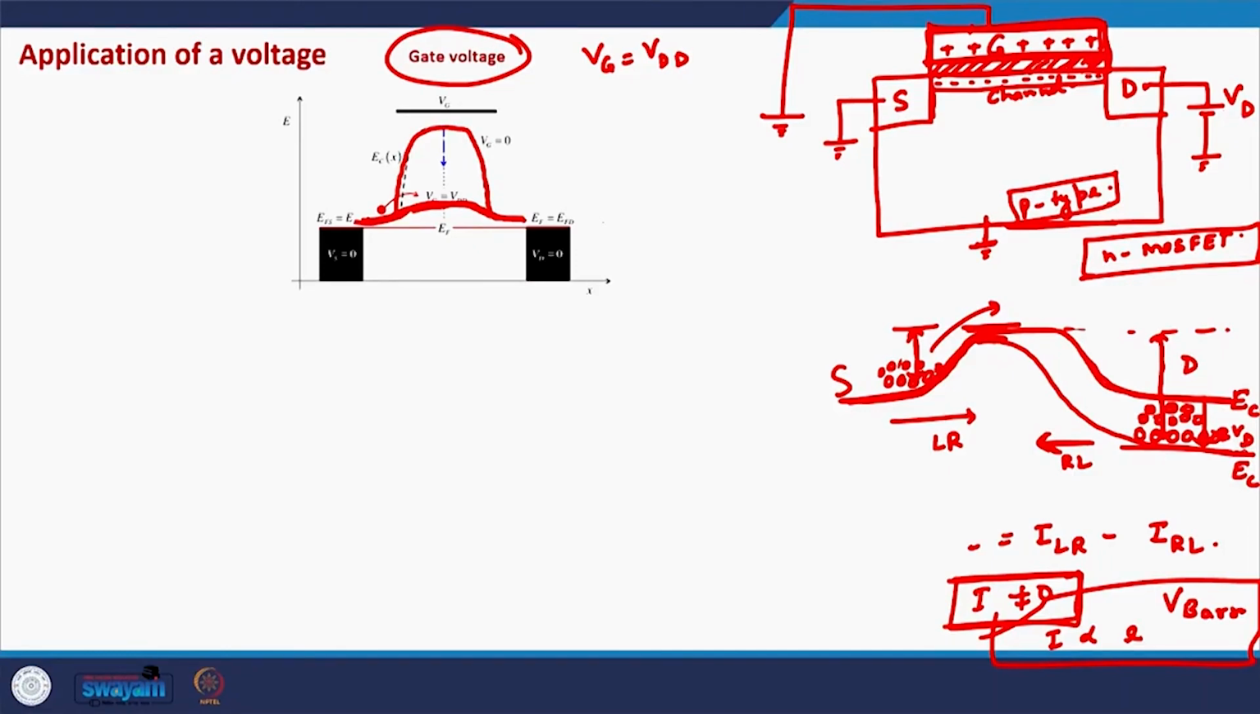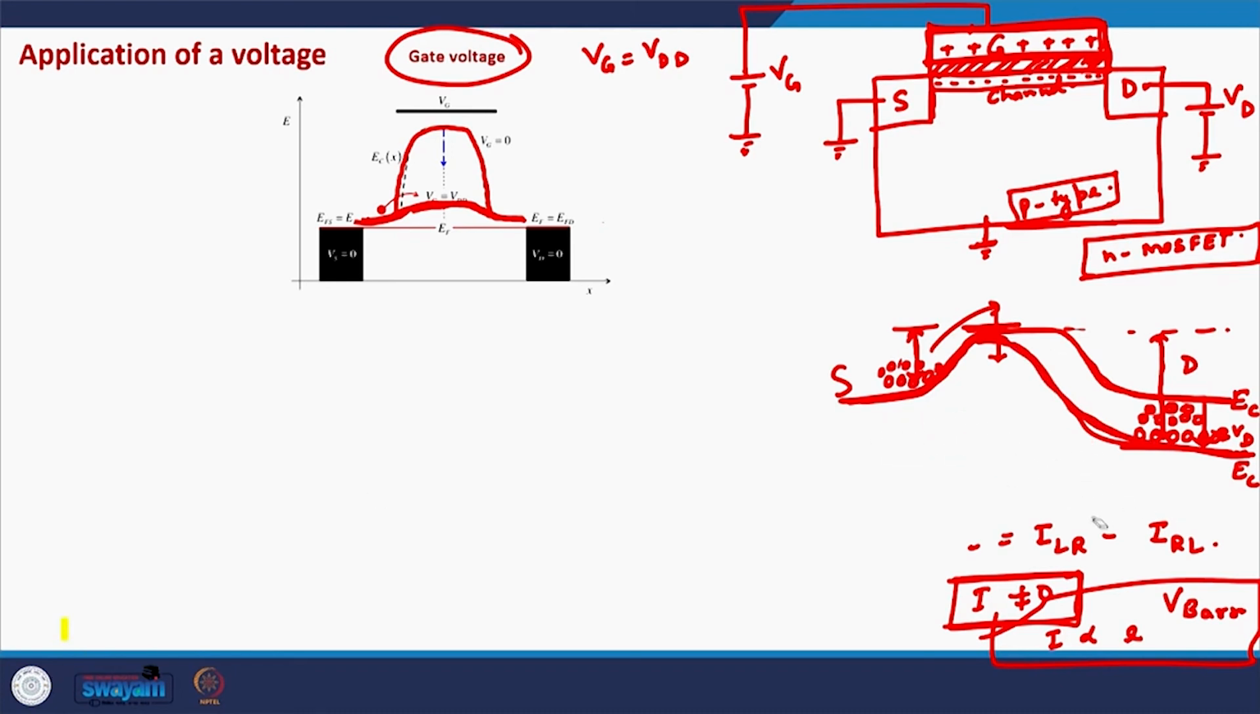Okay. So in addition to a drain voltage, if we also apply a gate voltage, let's see what happens. So we apply a positive gate voltage, let's say. If the source is grounded, the gate is positively charged, and the drain is also positively charged, what happens is, because of the gate voltage, this barrier height is reduced, and because of the drain voltage, this symmetry around the barrier is broken.